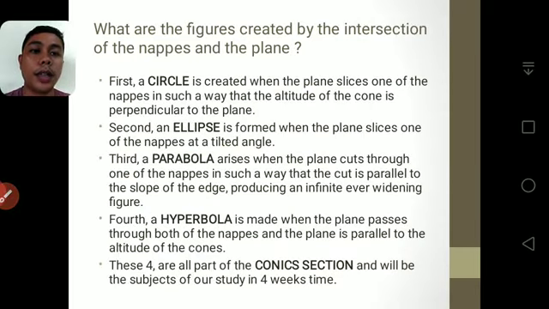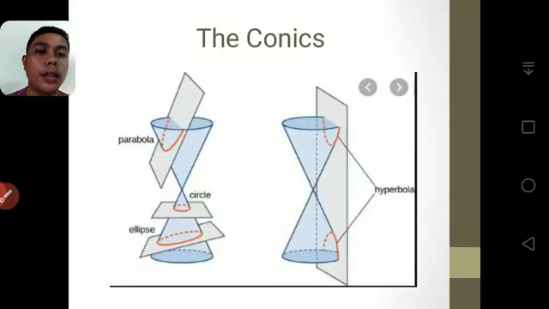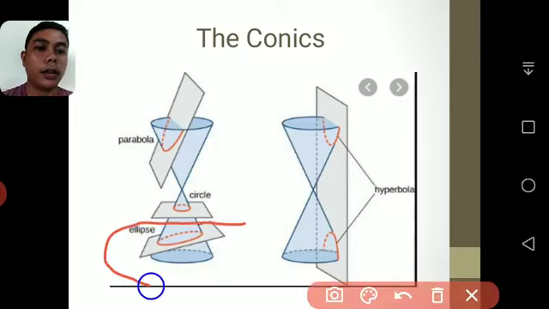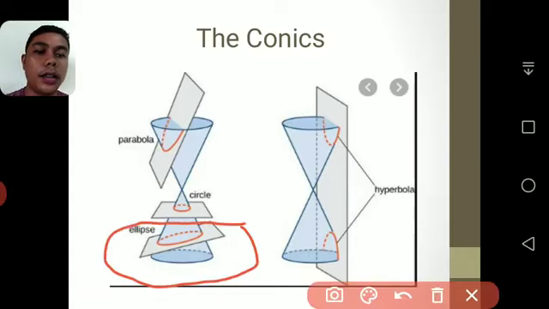Second, an ellipse. An ellipse is formed when the plane slices one of the naps at a tilted angle. So it's not perpendicular to the altitude. At a certain angle, you can create an ellipse. So do you see the ellipse? Yes, the ellipse is right over here. It's under the circle we have found, and as you can see, it is tilted at a certain angle against one of the cones.